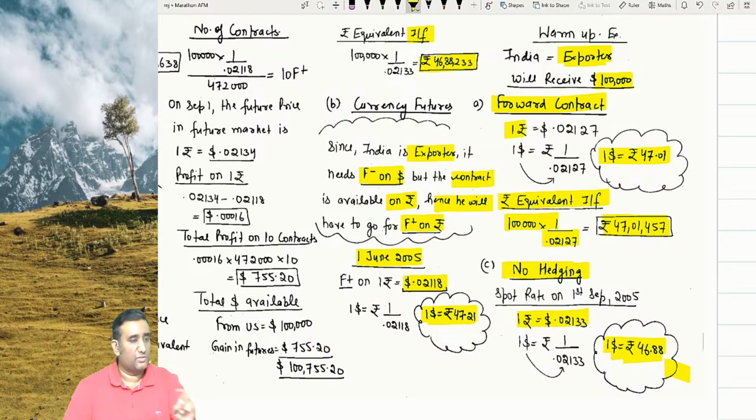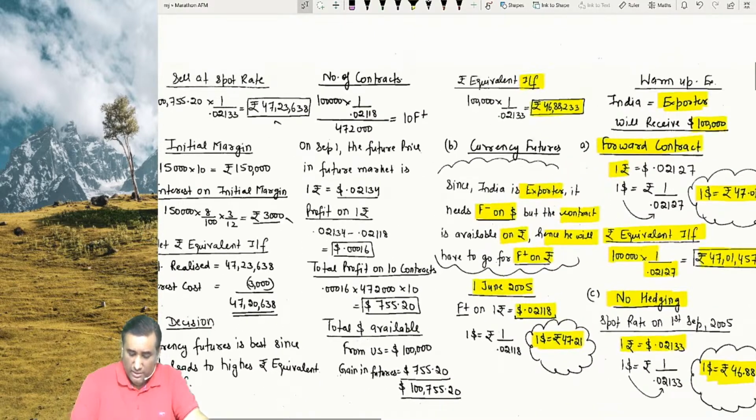So prima facie I can make out the future market has to profit, that I do not make now. The number of contracts is 1 lakh divided by these, which are basically my rupee chocolates, divided by contract size, I get 10. F plus, the 1st September future price in the market is 1 rupee.